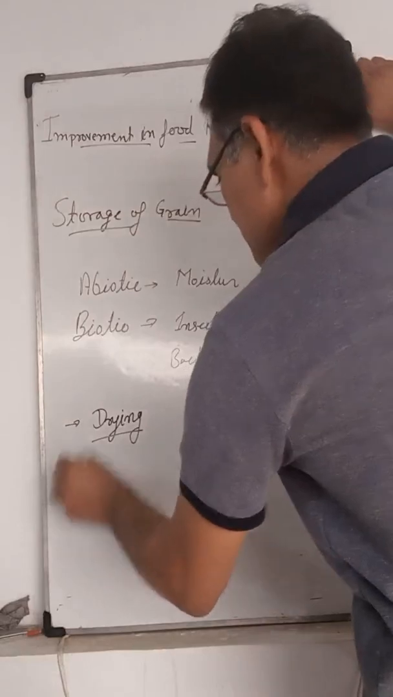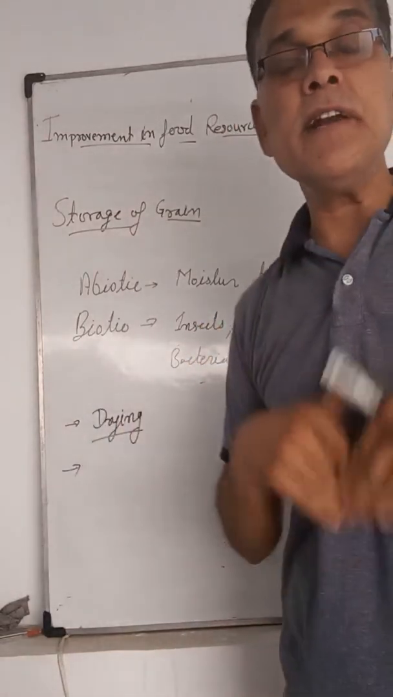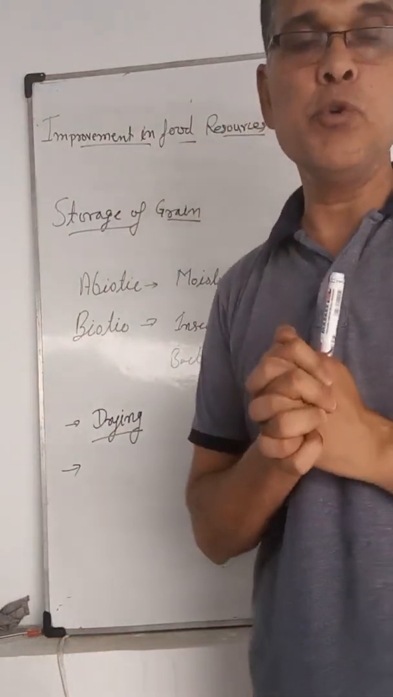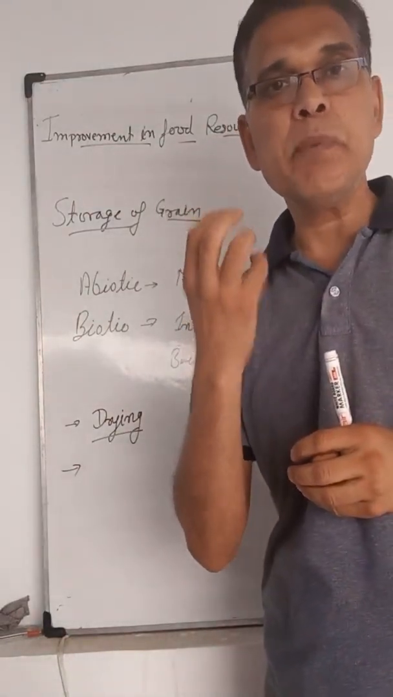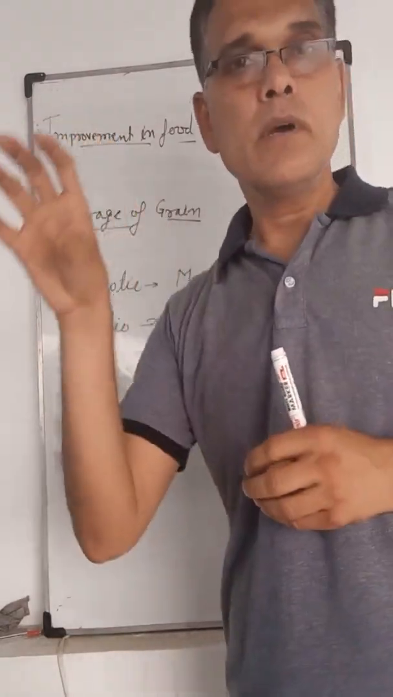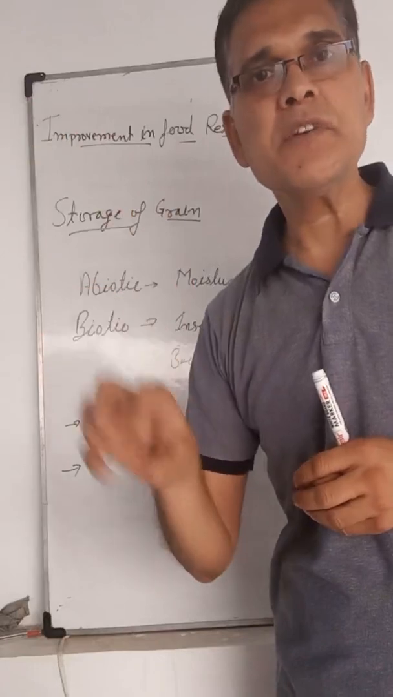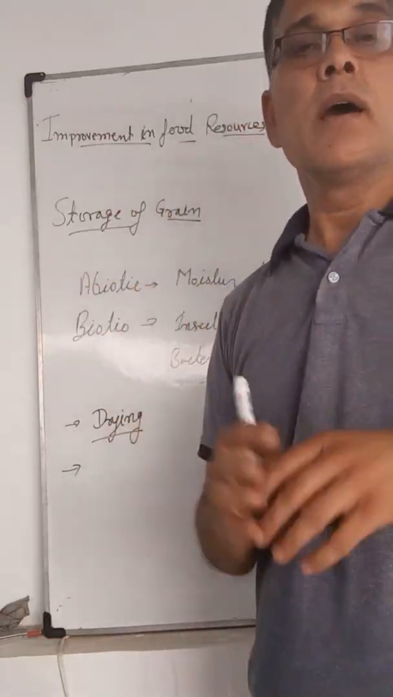maintenance of hygiene, proper hygiene maintenance, and applying different types of fumigation. Fumigation is the process of spraying particular types of chemicals on the harvested crops. That is known as fumigation.